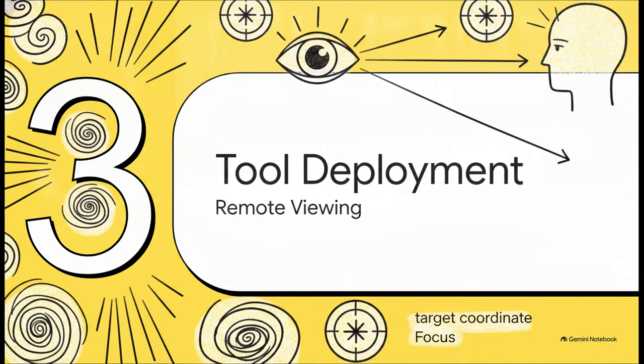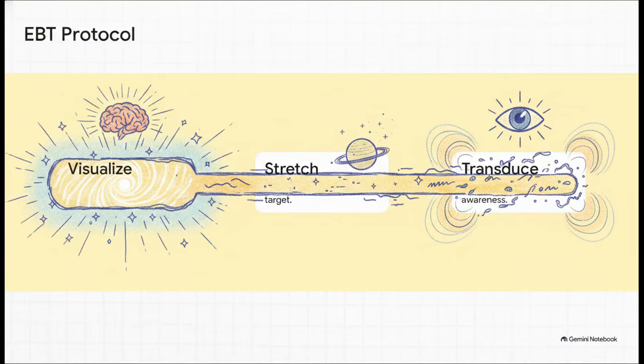Section 3, Tool Deployment and Remote Viewing. Once you're stabilized and the static clears out, we can deploy our primary tools and set up for target coordinate focus. To actually interact with remote targets, you use an EBT, or Energy Bar Tool.